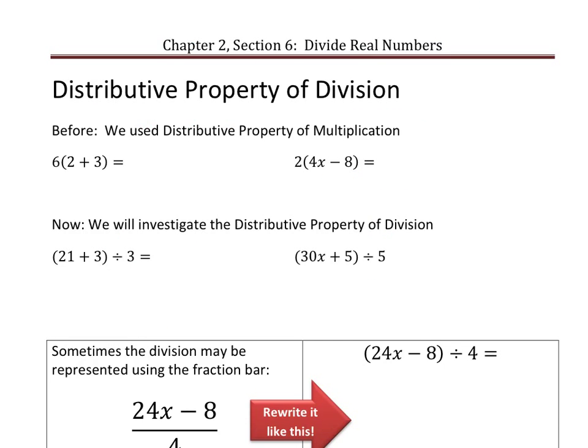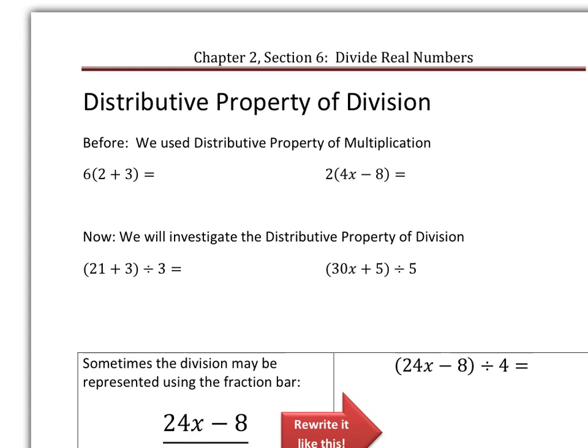Okay, let's move on. And now let's take a look at the distributive property of division. So we just studied the distributive property of multiplication. Let's just review that real quick. We can distribute this 6 to every term in the parentheses. In this case, we have 2 terms, and we basically multiply that 6 by all those terms. So 6 times 2 plus 6 times 3. If we look at an algebraic expression over here, this is 2 times the difference, so 2 times 4x minus 2 times 8.